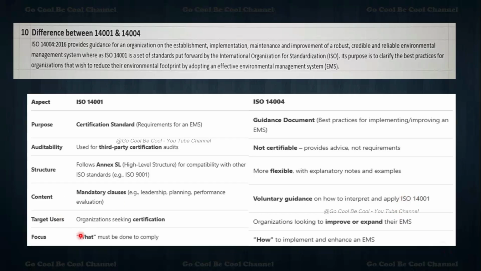So the target user is an organization seeking certification. Here it is an organization looking to improve or expand their EMS. So it focuses on what must be done to comply. Here is how to implement and enhance an EMS. I hope you understand now what is meant by 14001 and 14004.